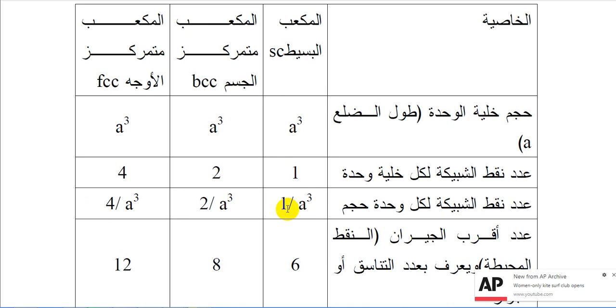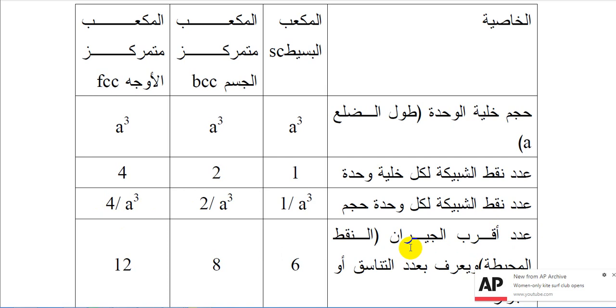Here the amount of lattice points, as you can see, for the simple cubic is 1 for each unit volume. يعني وحدة الحجم هي أي تكعيب. So the amount of lattice points for the body-centered cubic is 2 for each unit volume, and for the face-centered cubic cell it is 4 for each unit volume, which is A cubed, by the way.